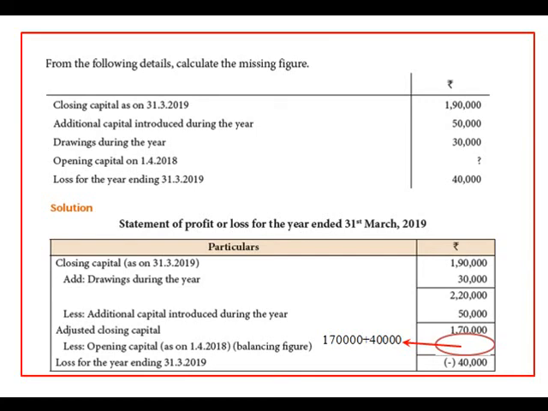With these three pieces of information, we can calculate the adjusted closing capital, and the loss is given in the problem itself. We know very well that if the adjusted closing capital is less than the opening capital, then only we will get a loss. So opening capital must be greater than the adjusted closing capital. So, we have to add the loss along with the adjusted closing capital to get the opening capital. This is how we have to arrive at the missing figure. We have to use the logic. We have to use the reverse process to arrive at any missing figure in these problems.